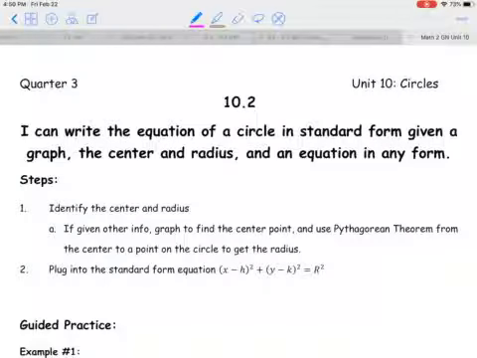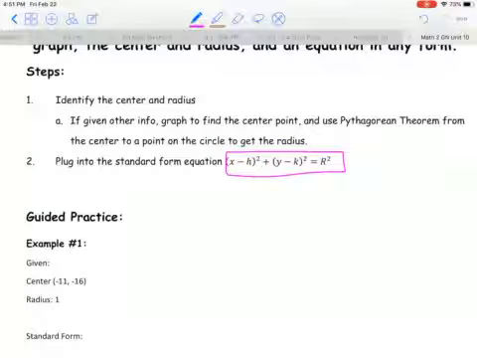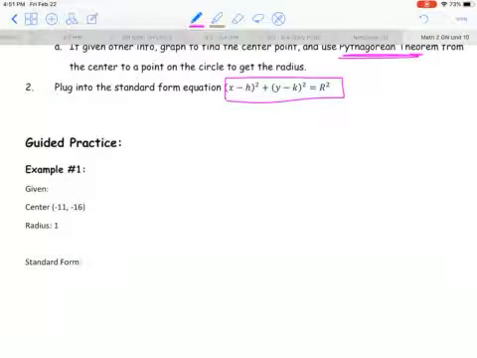10.2, we're going to be writing the equations, so getting that standard form from some different information. Sometimes you're given the center and radius, and you just plug it in. Sometimes you're given the graph, and sometimes you're going to be given other weird things, and I'll talk about some of those that come up in the homework. So if you have a graph, get the center and the radius. Everything else, you're going to be using Pythagorean theorem at some point if you have that other information. And then it's just plugging in the formula once you have that.